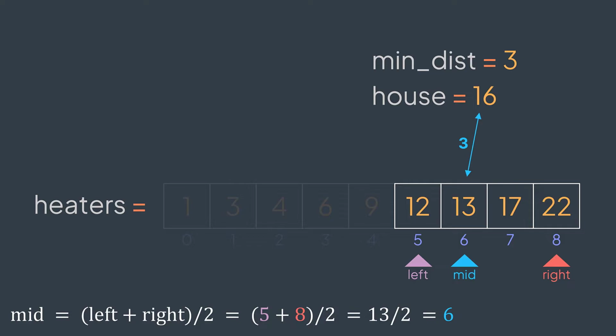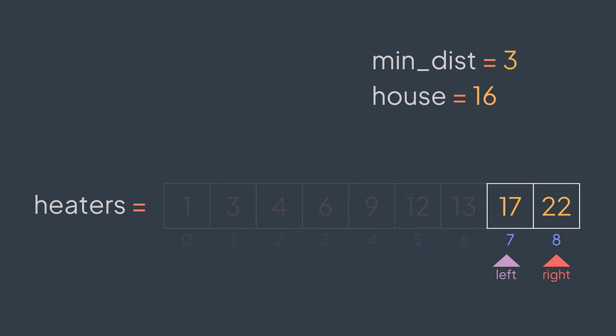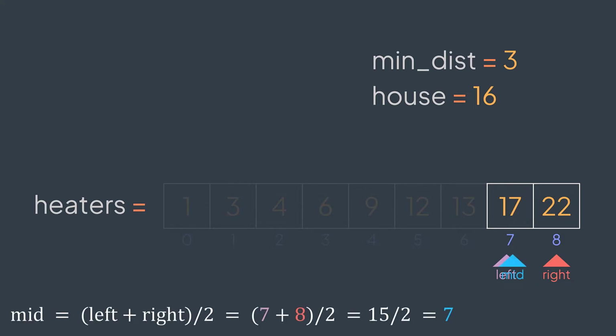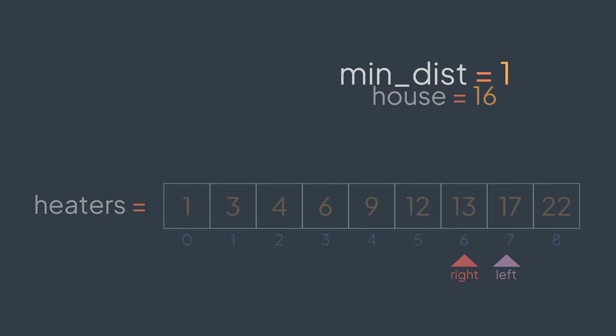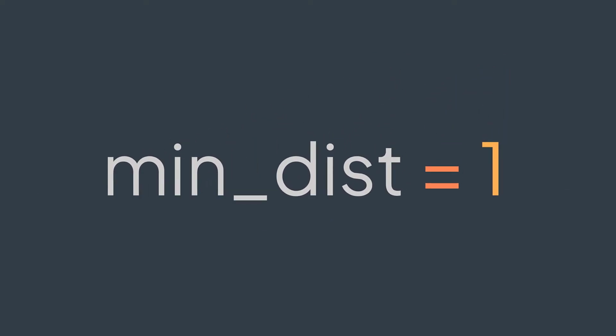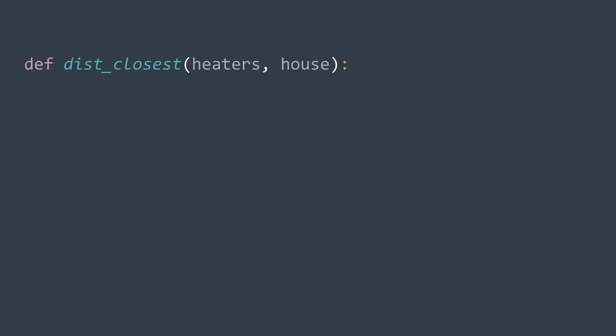Heaters of mid is smaller than house, we go to the right part. Mid is 7 plus 8 divided by 2, which is 7, heater at position 17. The distance is 1, we found a new smaller distance. Heaters of mid is greater than house, we go to the left part. Now left exceeded right, we finished our search. We found that the smallest distance between the house and a heater is 1. We return 1. In code, we put left and right at extremities of the array, at indexes 0 and m-1.